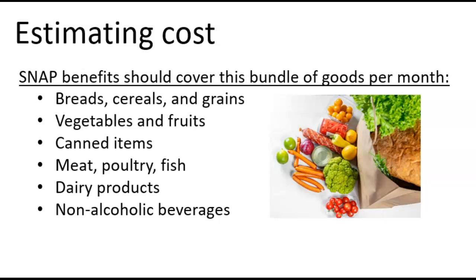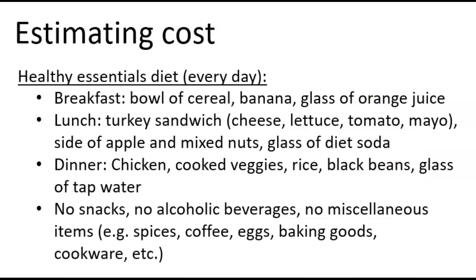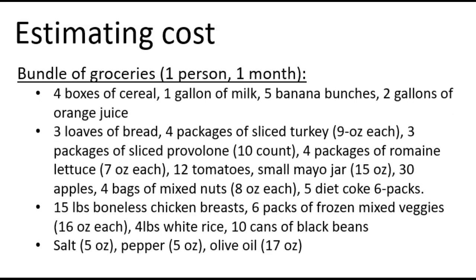These are the types of goods that when they talk about a bundle will cover. And specifically, this is a bundle that would create 3 meals a day, every day for a month. And so you can see this is what they would consider the healthy diet of meals. And so what they call a bundle that they use to estimate the cost is this type of ingredients. One person, 1 month.